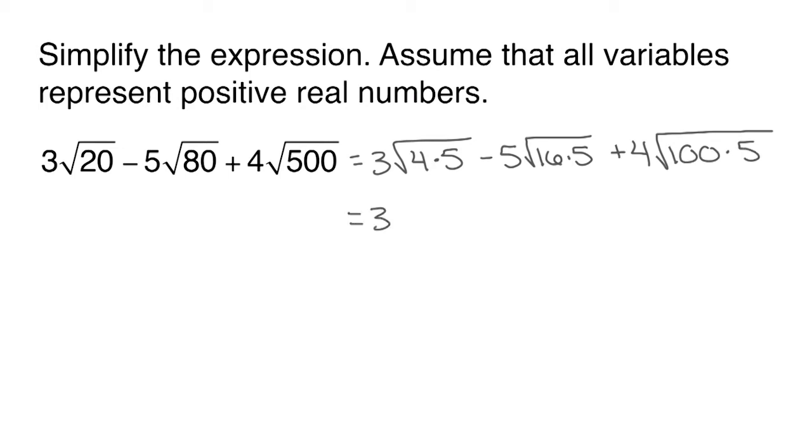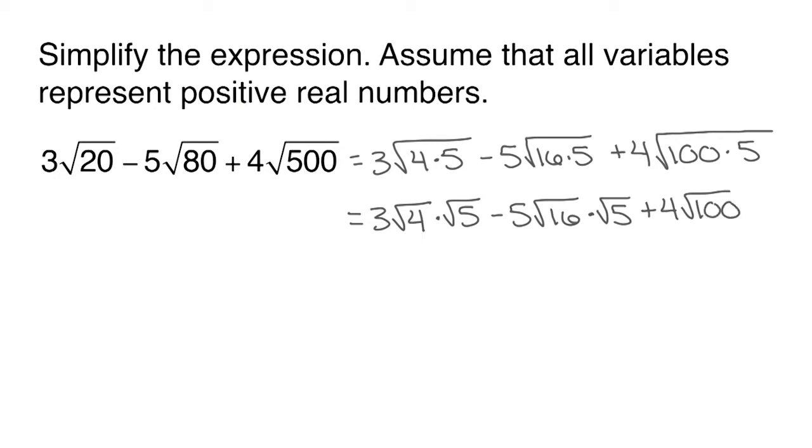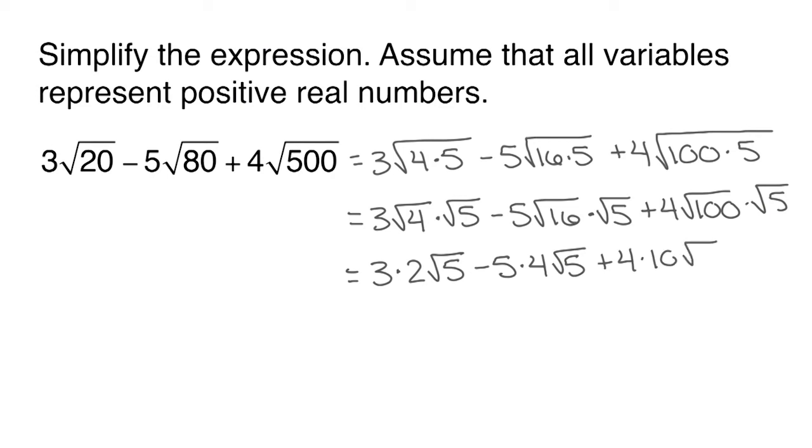Now we can rewrite this as 3 times the square root of 4 times the square root of 5 minus 5 times the square root of 16 times the square root of 5 plus 4 times the square root of 100 times the square root of 5. Evaluating the square roots of the perfect squares, we have 3 times 2 times the square root of 5 minus 5 times 4 times the square root of 5 plus 4 times 10 times the square root of 5.